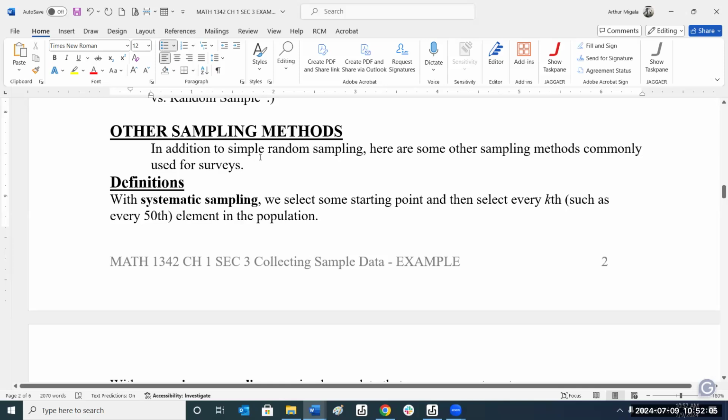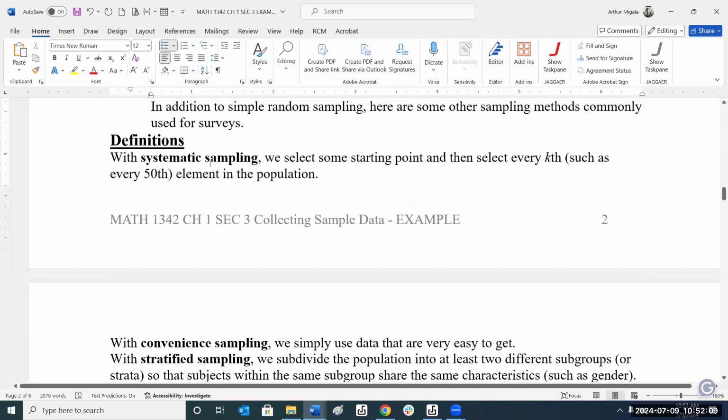Other sampling methods. In addition, there are other sampling methods that we commonly use. Systematic sampling is when we select some starting point, and then collect every nth number. With this random number generator sheet, we're going to pick any number, and from there, pick every third number. So 1, 2, 3, that number. 1, 2, 3, that number. It's totally random. Nobody even guessed what the next number is going to be.